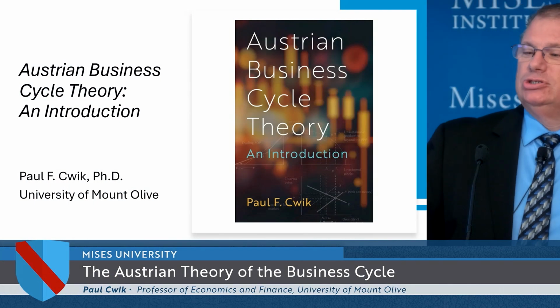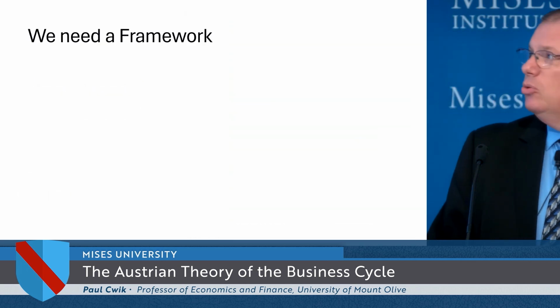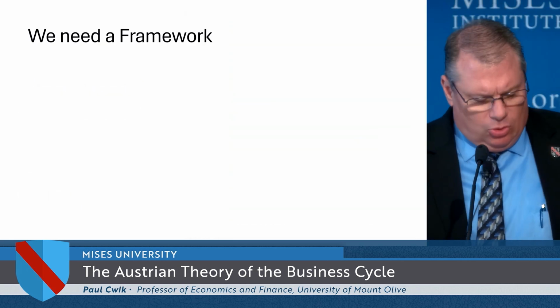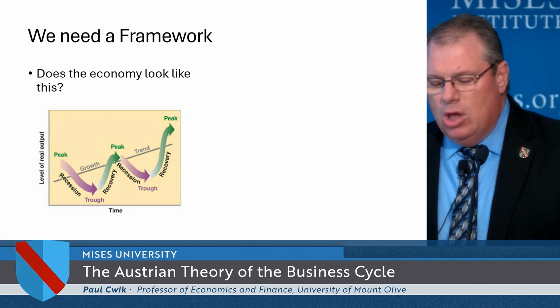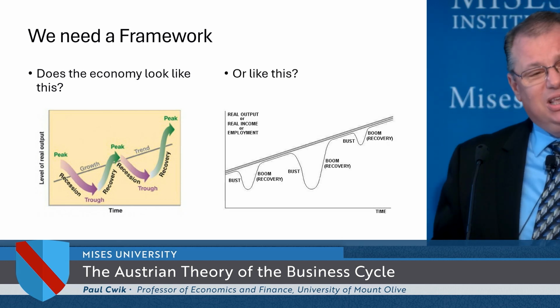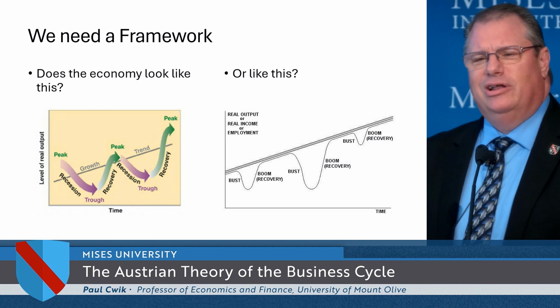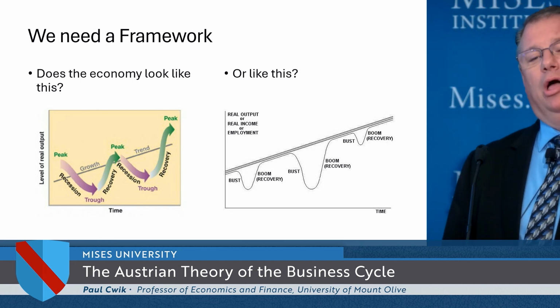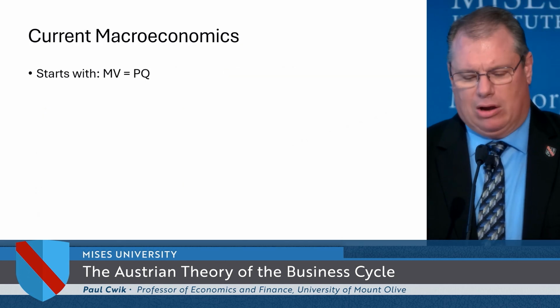So let's get started. Business cycles, okay, particularly the Austrian theory of the business cycle. So we need a framework. So what does an economy look like? Does it look like this? Or does it look like this? And if we look at the one on the right, you're like, well, what is that? That's Friedman's plucking model.